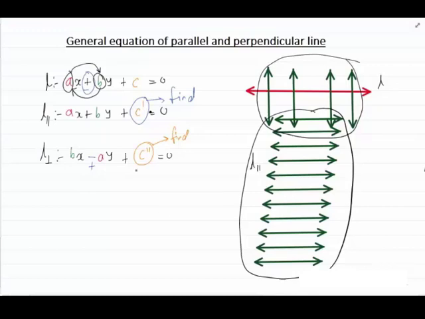In short, the procedure is quite simple. First of all, find the general equation of the line which is parallel or perpendicular according to the question. And the second point is to find the constant term c dash from the condition which is given in the question. Okay, and you will get your final answer. So let's move to the question.